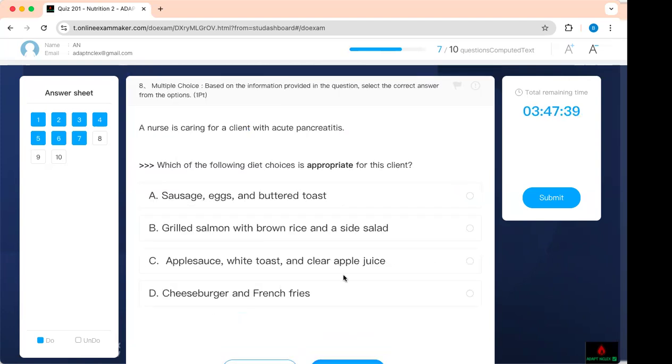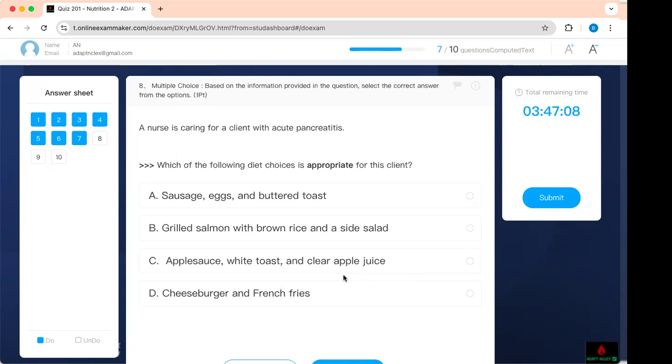Which of the following diet choices is appropriate for this client? Think about it. Which client? Next is caring for a client with acute pancreatitis. The pancreas secretes lipase and amylase for what? Fat digestion. If the pancreas is injured, what would you do? Don't give them fat. That is the concept. Key. You see, every question that I answer, I go for the concept. And I use the concept, a back of concept, and I look at the question.